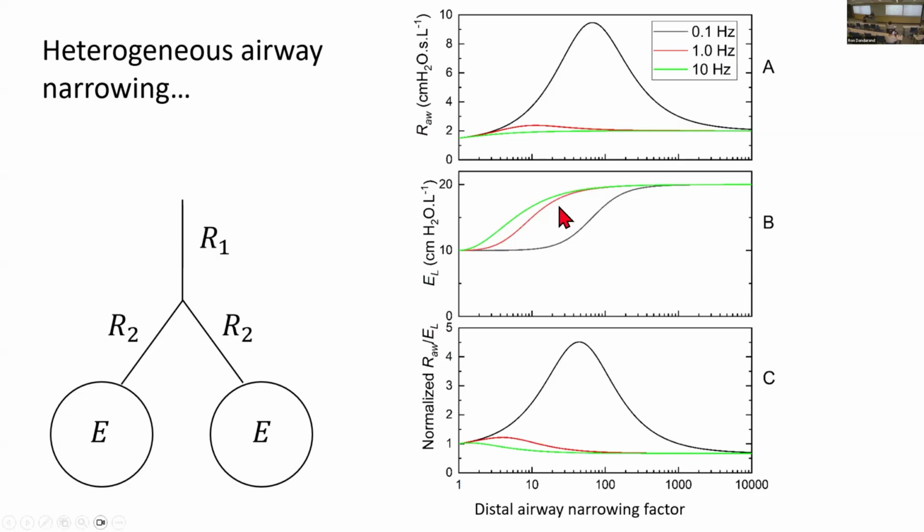Elastance does this. And the ratio of airway resistance to elastance in all cases starts by increasing. And this is quite a well-known idea, that resistance increases proportionally more than elastance in the face of heterogeneity. But that's only up to a point. Eventually, when the heterogeneity becomes severe enough, it decreases again. So these are the sort of behaviors that you can get with a simple model like that.